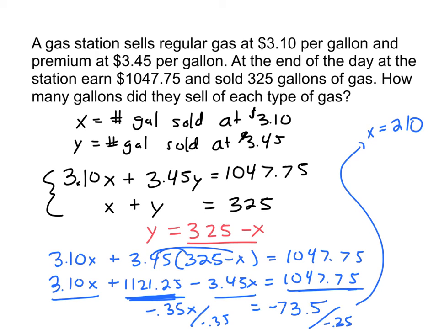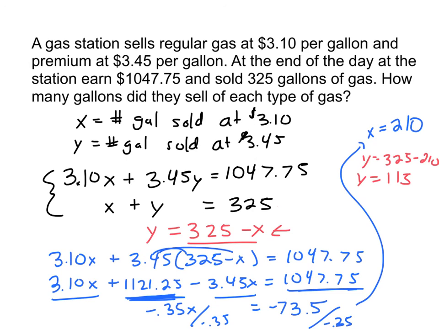Now I just need to solve for y. I already have what y is down here, so I'll use that. y equals 325 minus 210, so y equals 115.